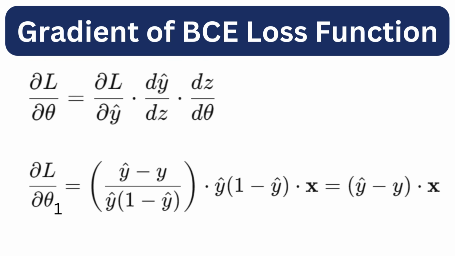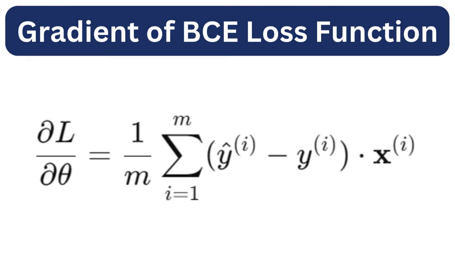So if we consider all training examples, this would be our formula. The derivative of the loss function with respect to theta would be 1 by m, summation i equals 1 till m, (y hat minus y) times x. Now by using this equation, we will implement batch gradient descent on example data, and then by applying gradient descent, we will update the weights.